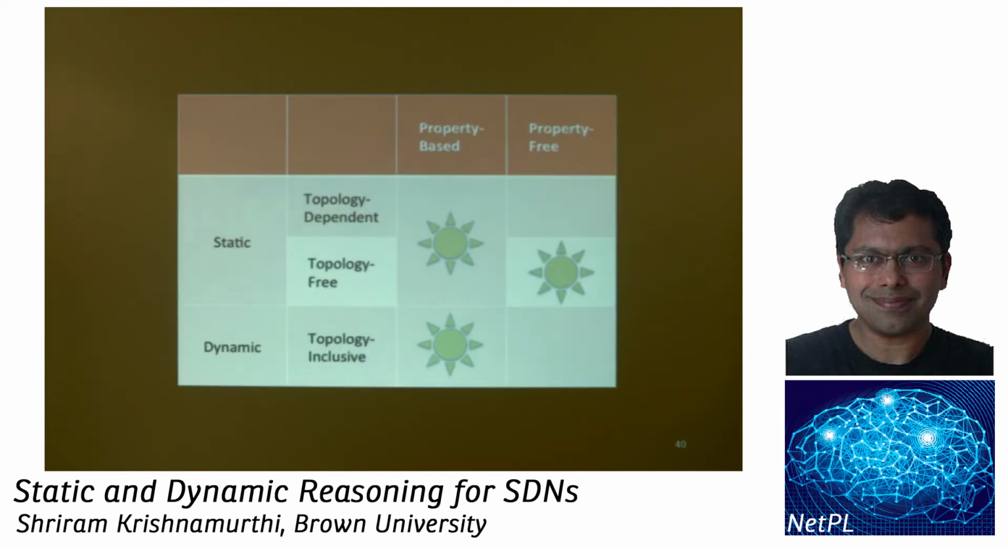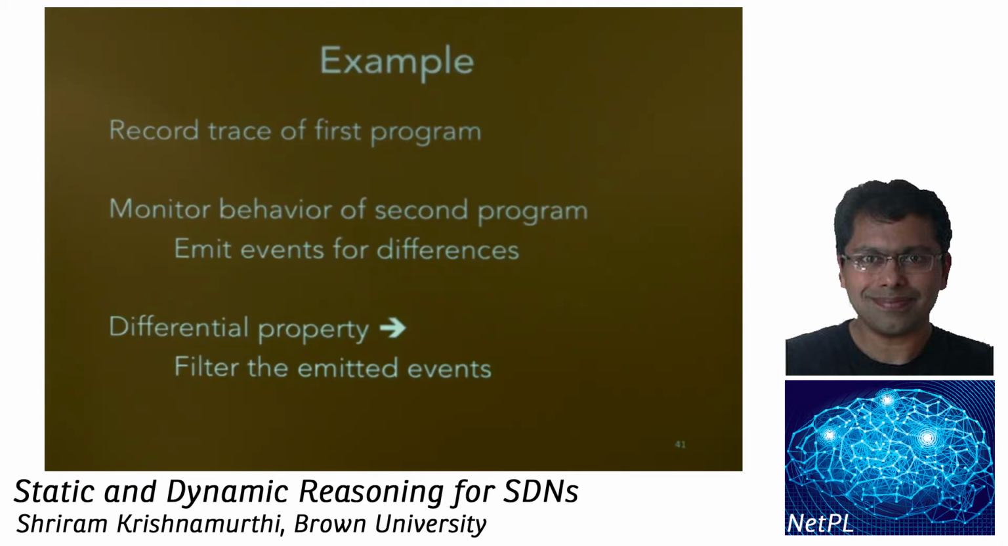Got it. So I've tried to give you now more of a space here. We started with the static. We talked about property-based and property-free. I've talked about the dynamic, and again, we can talk about property-based. The natural question you can ask is, what is the property-free analog? We can again do things that are loosely differential property-like, right? So you record, for example, a trace of a first program and run it against the second program and write a predicate over which of the differences you actually care about versus which of the differences you don't care about, okay?